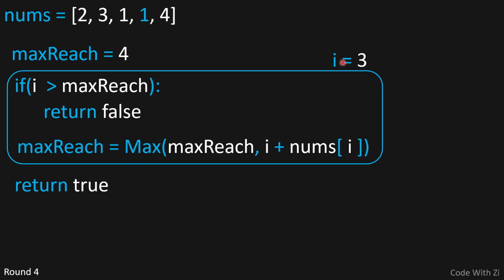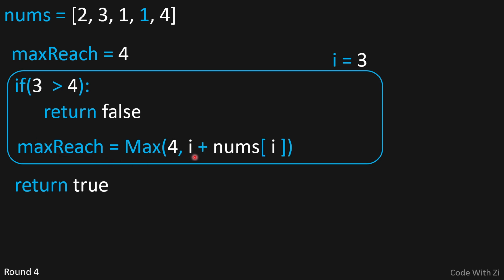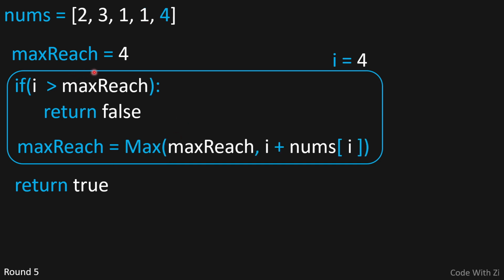Now I is 3 and it's going to be pointing to this number here. We're going to check this if statement. We're going to say if I, which is 3, is greater than maxReach, which is 4. This is not going to be a correct statement. So we're going to ignore it and we're going to calculate our maxReach. We're going to pick the maximum value between maxReach, which is 4, and I plus nums of I. That means 3 plus 1. That's going to give us 4. So maxReach is going to stay as 4. And then we're going to enter the last round in our loop.